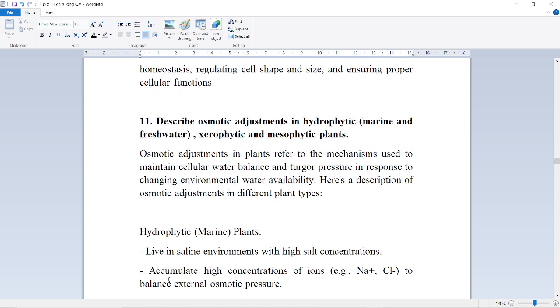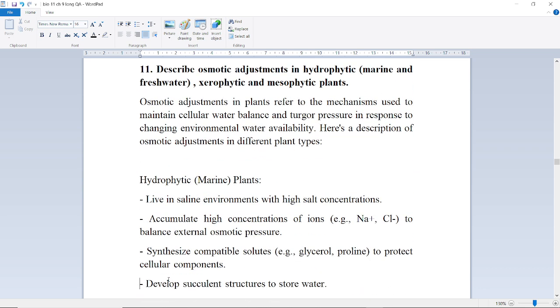Next question is: describe osmotic adjustment in hydrophytic marine and freshwater, xerophytic and mesophytic plants. Osmotic adjustment in plants refers to mechanisms used to maintain cellular water balance and turgor pressure in response to changing environmental water availability. Here is a description of osmotic adjustment in different plant types.